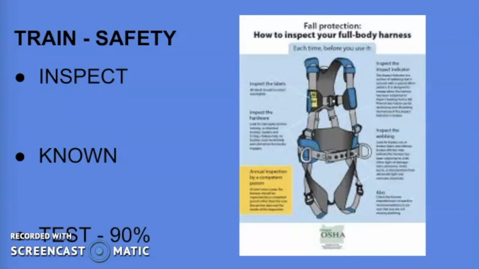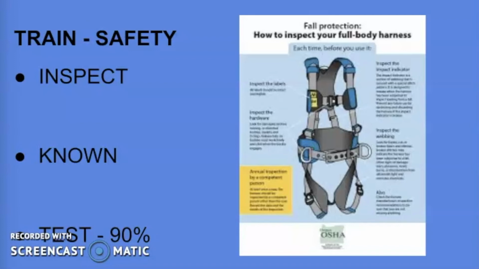So if you see that this is broken on any harness they are trying to get you to use to walk on a platform, you immediately know that you cannot put this harness on because it has already been detached, and that means someone has already used it and fell because it is already stripped. And if you put this on, it will not help you if you do fall.